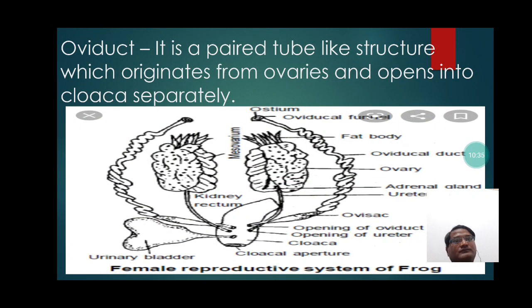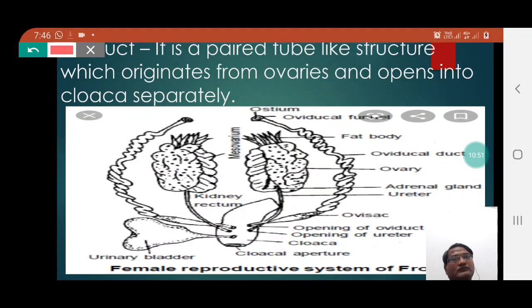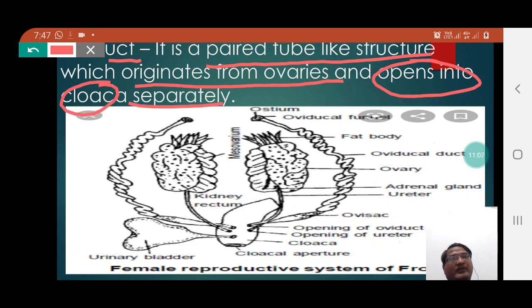Oviduct. It is paired tube-like structure which originates from ovaries and opens into cloaca separately. So students, it is also quite important to note that it is a paired tube-like structure which obviously originates from ovaries but further does not get connected to kidney, rather opens into the cloaca separately.